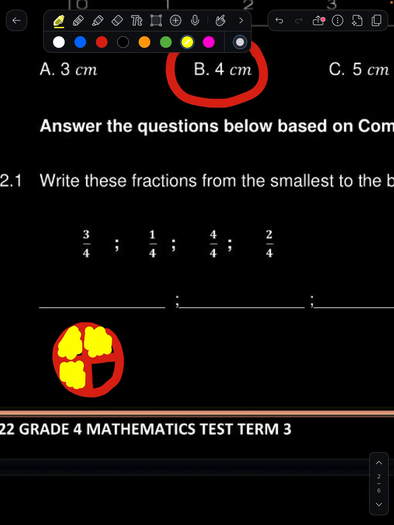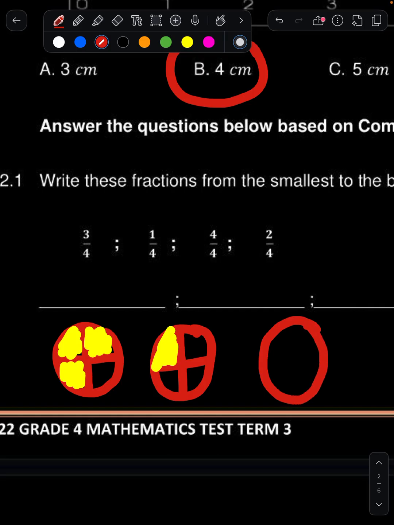So that is that cake. 1/4 is like this. It's only one of them. So one piece of cake. 4/4 means basically it's all 4 pieces. So it's the whole cake.